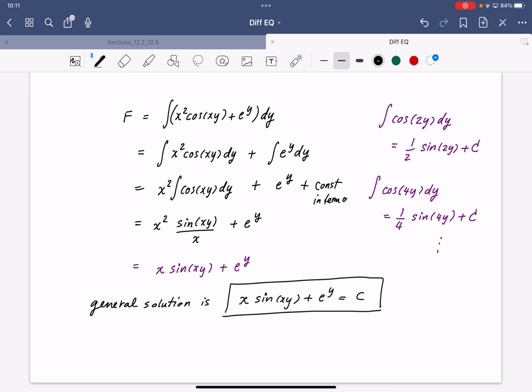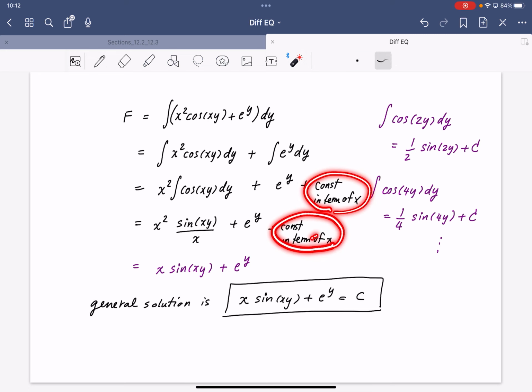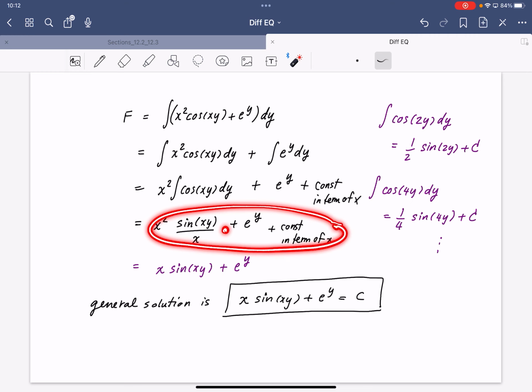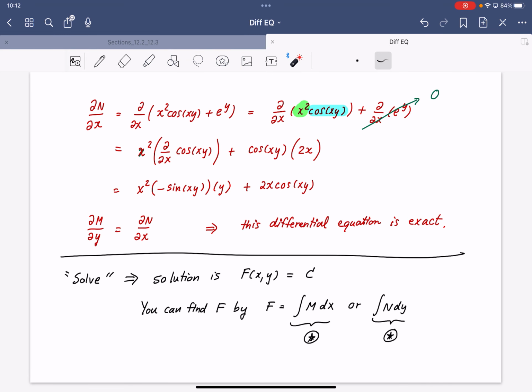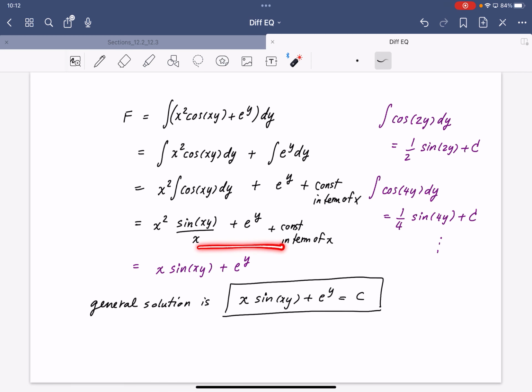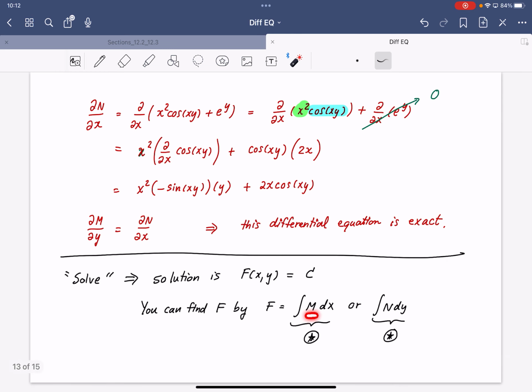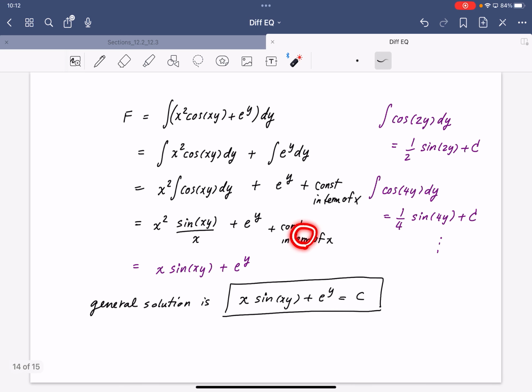But this time when you get the constant in terms of x, you can double check whether it is actually 0 or has something in terms of x by taking the function that you get and differentiating with respect to x, and checking whether it is equal to M or not. So in this case it's going to be okay, because once you differentiate this function, it gets back to M perfectly, so it actually means the constant is equal to 0.